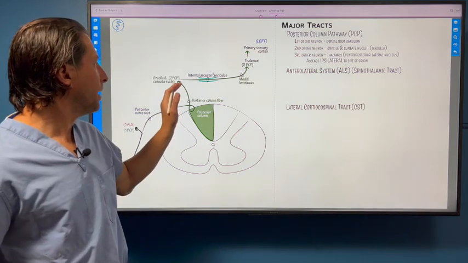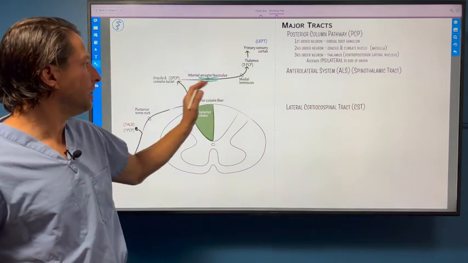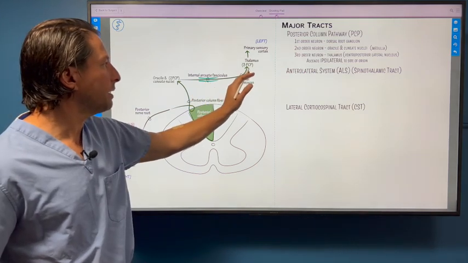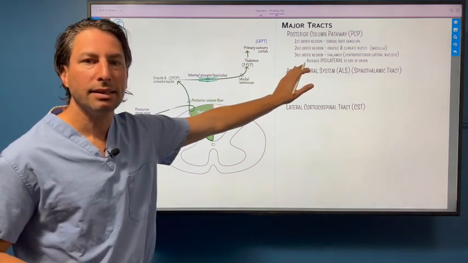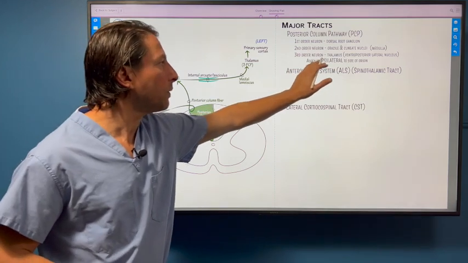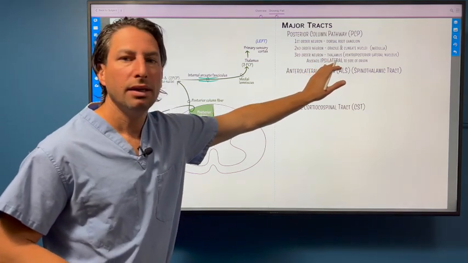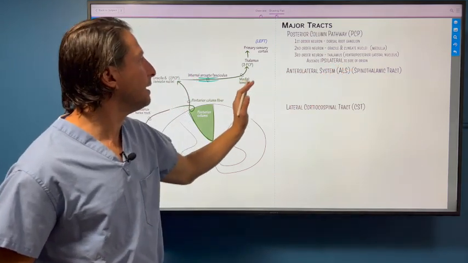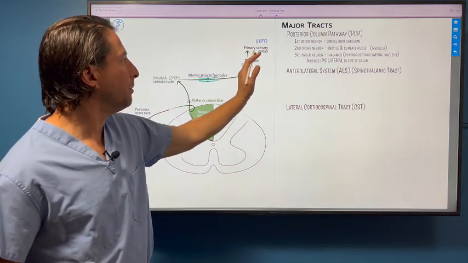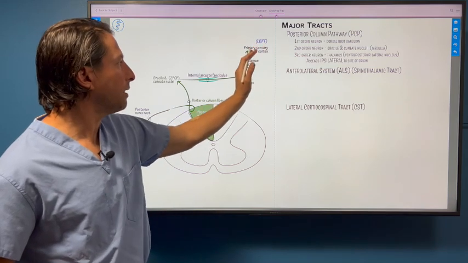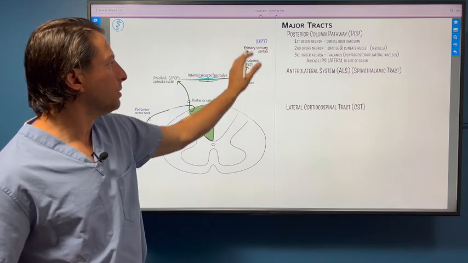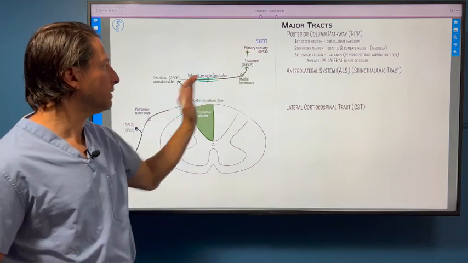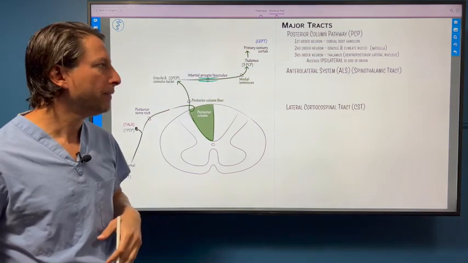And then they make a cross here, their decussation in the internal arcuate fasciculus, go up the medial lemniscus, and then they make the next synapse at the third order neuron, which is the thalamus, the ventral posterior lateral nucleus of the thalamus, and then they ascend ipsilaterally from that thalamic relay to the cortex here. So they cross from right to left, and this is where they make the decussation.